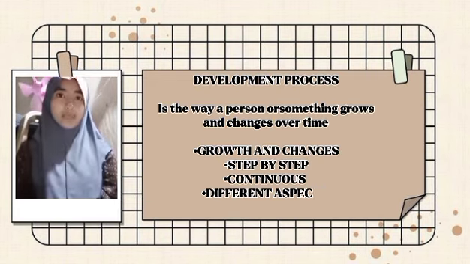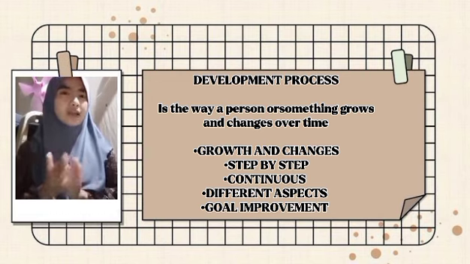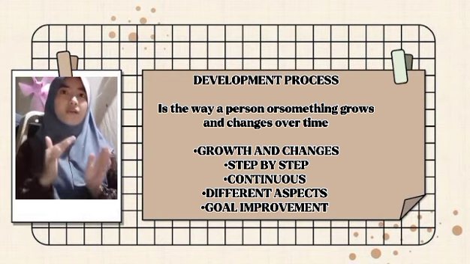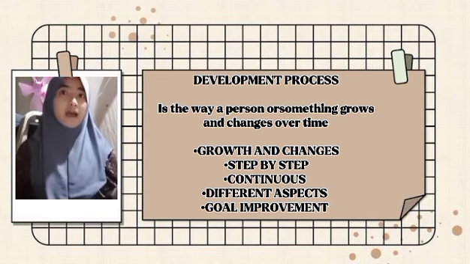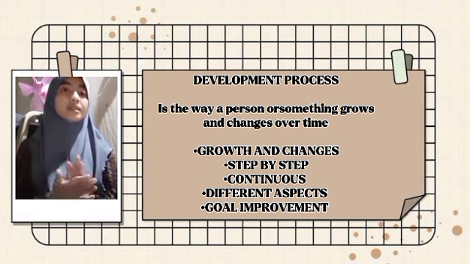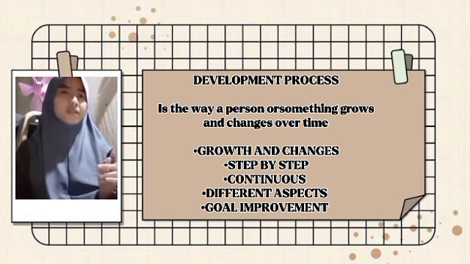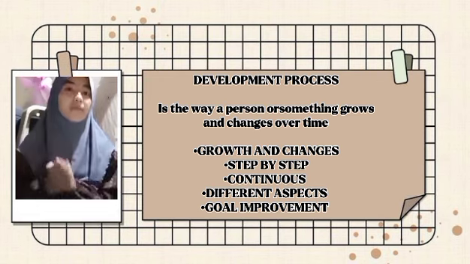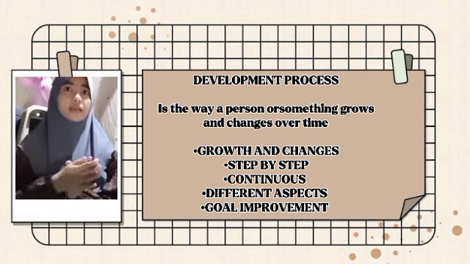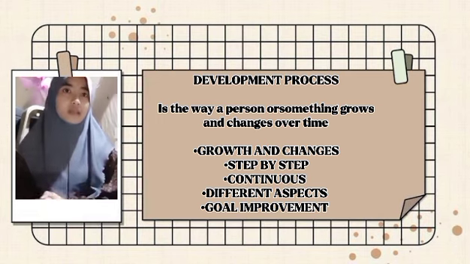Development process means the way a person or something grows and changes over time. It does not happen all at once. It happens slowly, step by step, until it becomes better. So let me explain the main points of this process. First, development process means growth and change. It shows improvements from before. For example, a child who used to crawl can now walk, run, and write. That is growth and change.